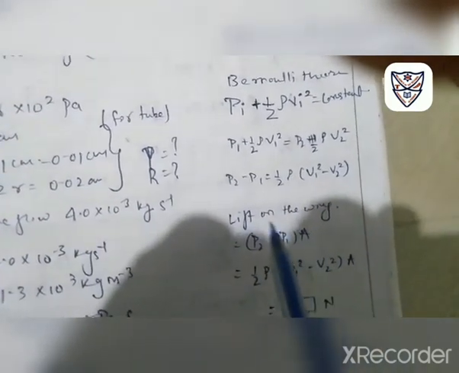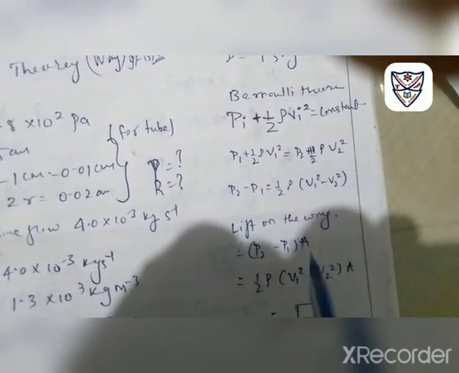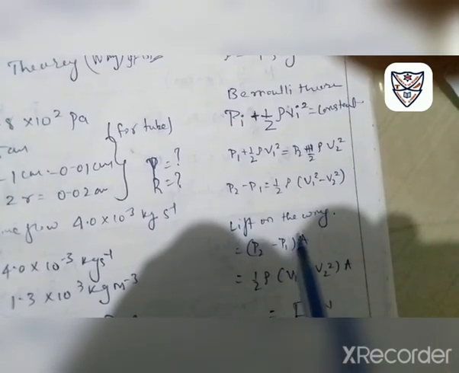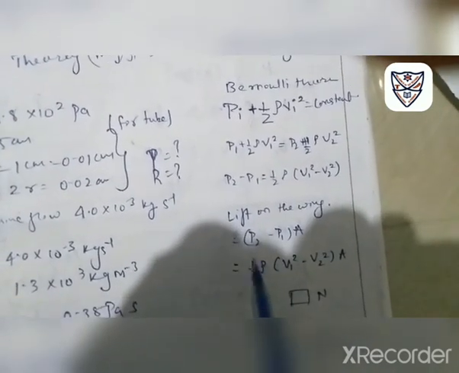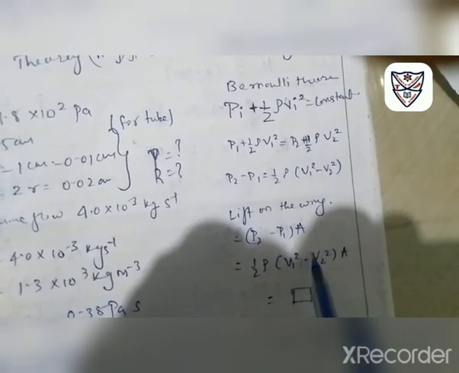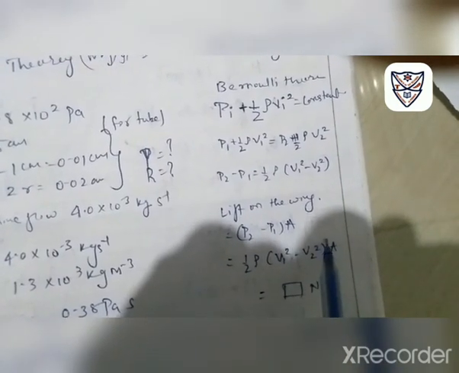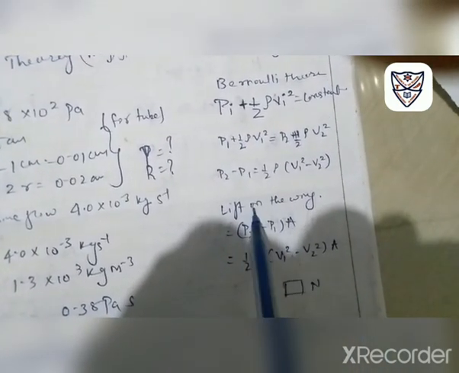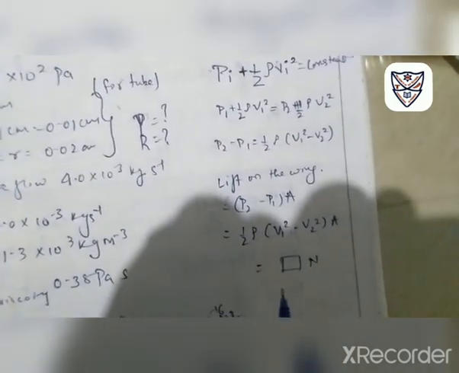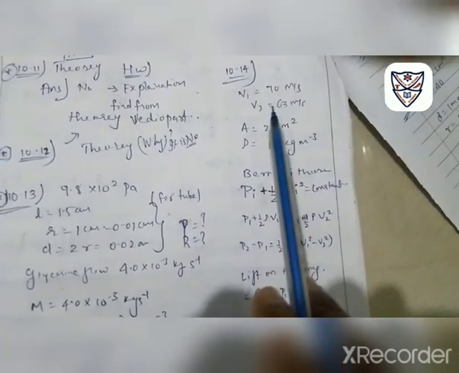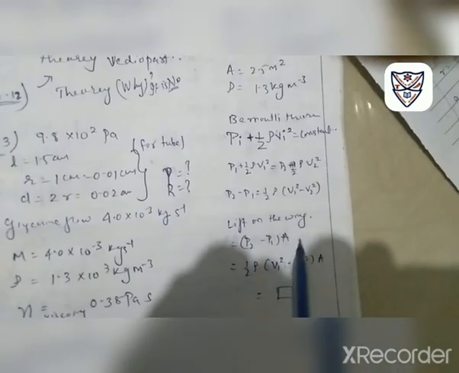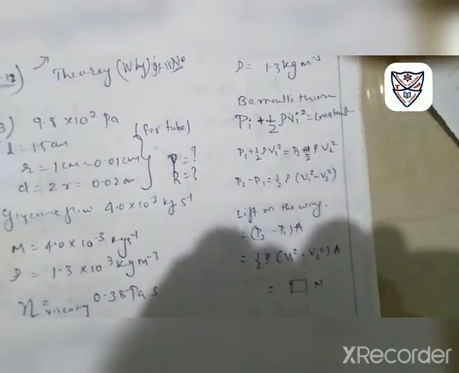Now the lift on the wings is such that you can write P2 minus P1 times A is equal to half into rho times V1 square minus V2 square, because these two sums are the same. I'm just multiplying by A on both sides. Now it's very easy for you to find the answer just by placing all these values here. What you will get is your final result.